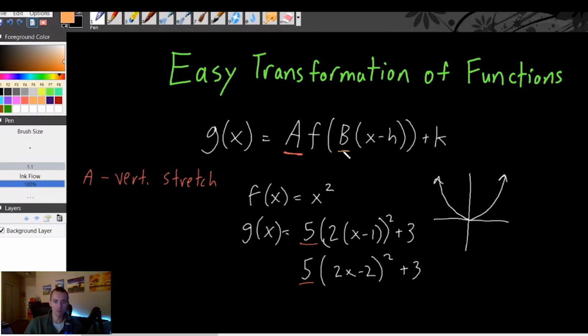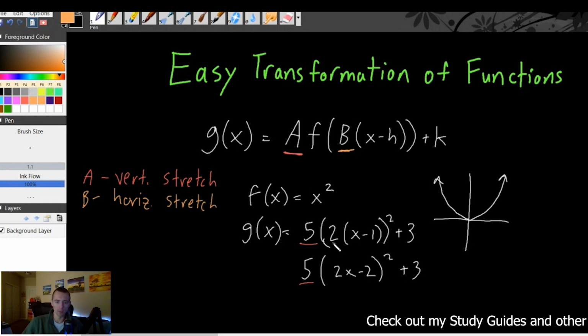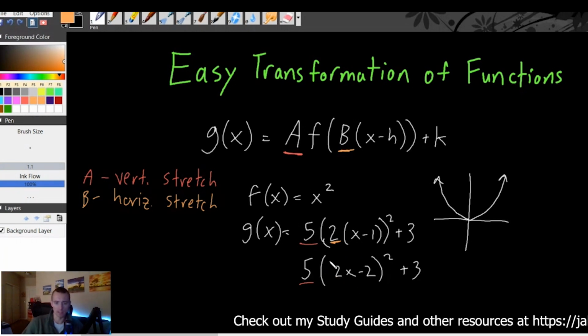So then we have b. b tells us about the horizontal stretching. So in this case, we have a 2 right here. Now, the weird thing, actually, I'm not going to underline that second one.